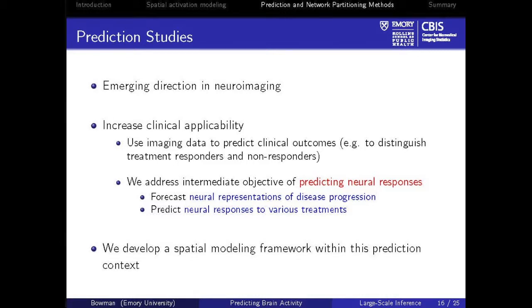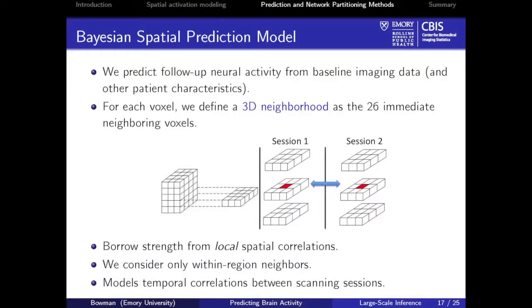As an intermediate objective, we wanted to see, well, all right, we've had these longitudinal scans. Can we use earlier scans to predict later scans? And so we developed a spatial modeling framework that extends what I just presented to do that. And briefly, two extensions. One is that we sort of use a more focal neighborhood rather than the entire Brodmann or AAL region. We look at just the immediate neighbors, and then again build in correlations between the pre-treatment and post-treatment. This could be session 1 and session 2 if it's not a treatment study, but in our case it was pre and post-treatment.